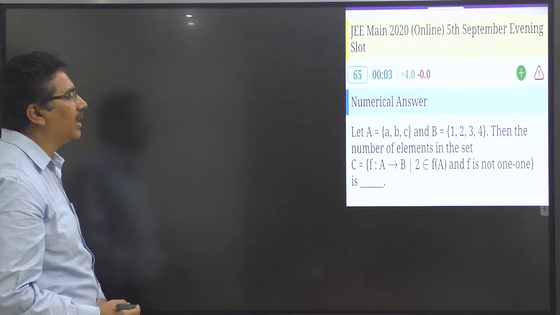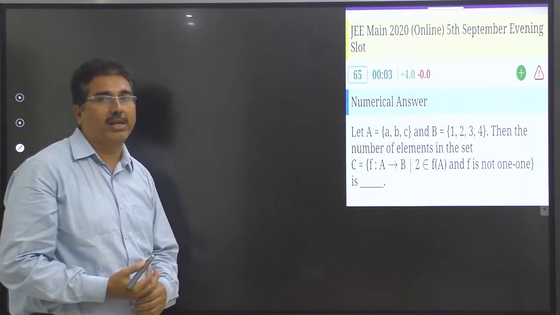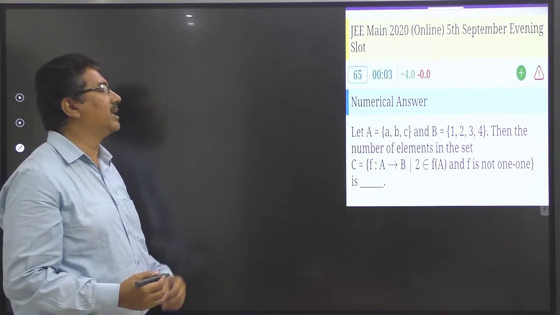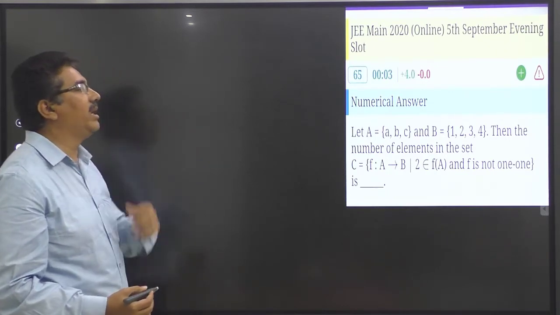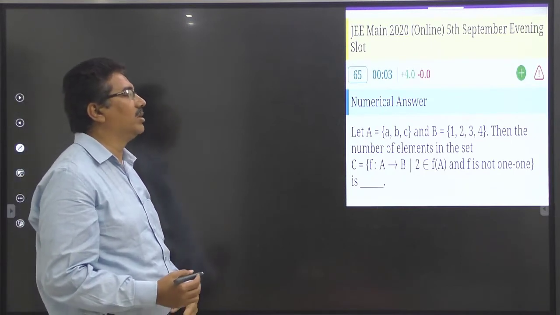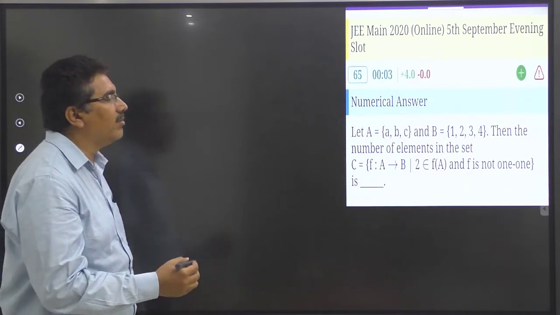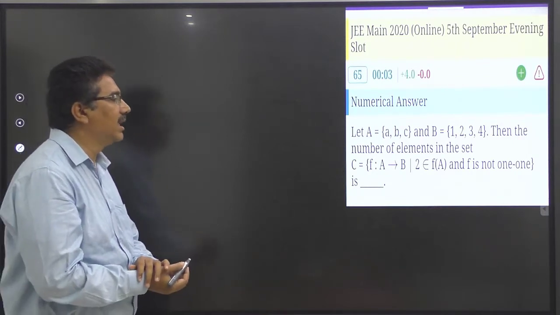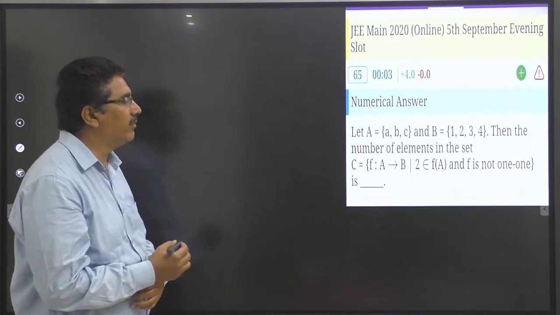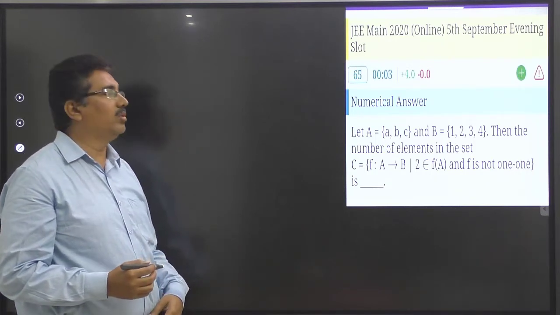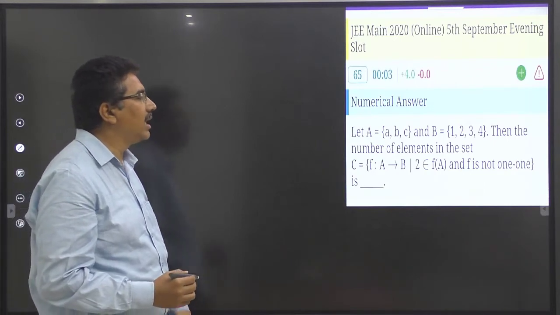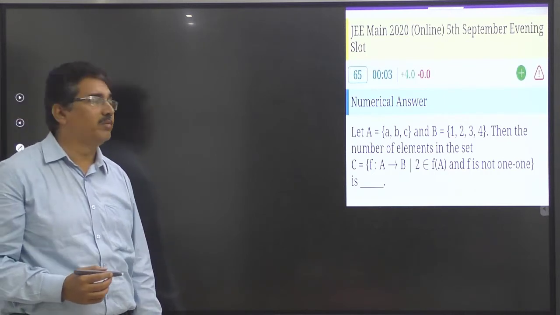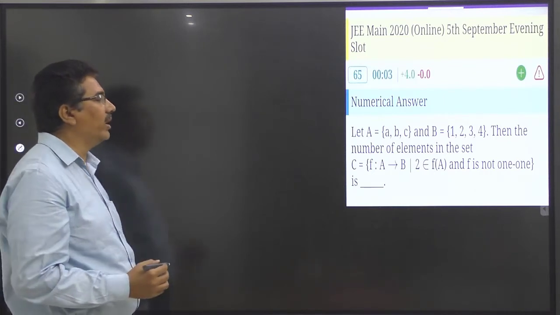This is a numerical type question. This is a very logical question. Set A contains 3 elements a, b, c, and set B contains 4 elements 1, 2, 3, 4. Then the number of elements in the set is defined like this. f mapping from A to B is a function, 2 belongs to f(A) and f is not one-one. Here the range contains 2, but f is not one-one.